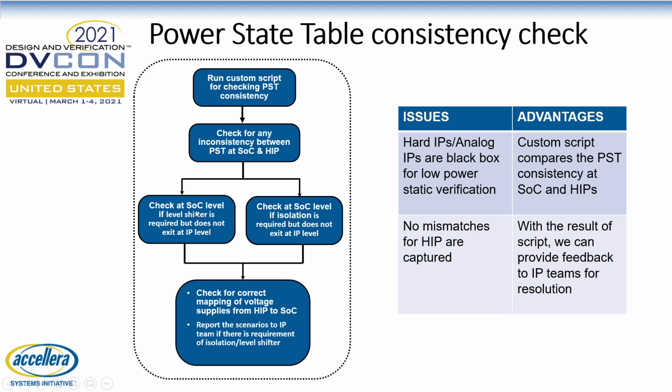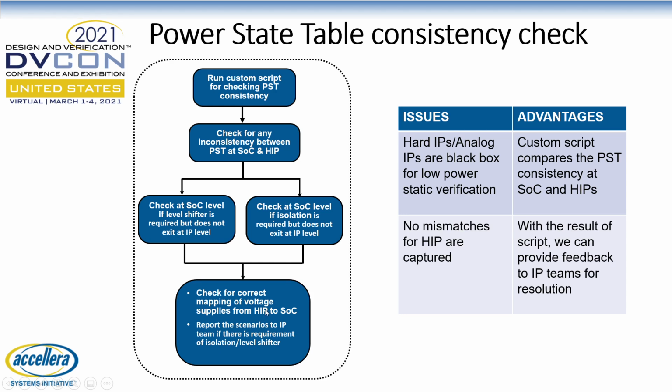So what we have done here, we have run a custom script for checking the PST consistency. We check for any inconsistency coming from the PST or between SOC and HIP. If there was any level shifter which was required at SOC level but does not exist at IP level, similarly if there was any isolation which was required at SOC level but was not existing at the IP level, we checked for all these types of issues reported by the custom script.